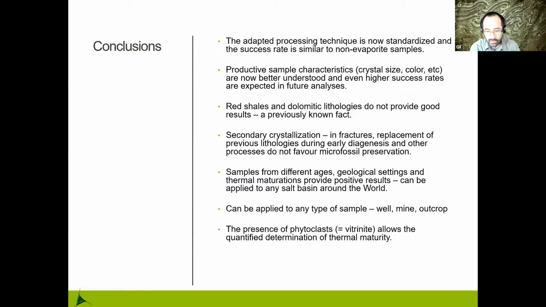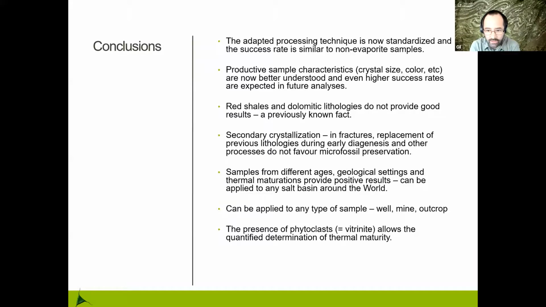Secondary crystallization, so if you look for evaporites in fractures, or replacement of other lithologies during early diagenesis, usually they do not preserve macrofossils. We have another case study, which is already a commercial study, where we have very pervasive anhydrite replacement of other lithologies during early diagenesis. And that we found is a killer for organic matter and most other fossil groups. So if you have this kind of pervasive replacement, then it will be very difficult to extract fossils from it, because basically everything is destroyed. But otherwise, it does seem to work.